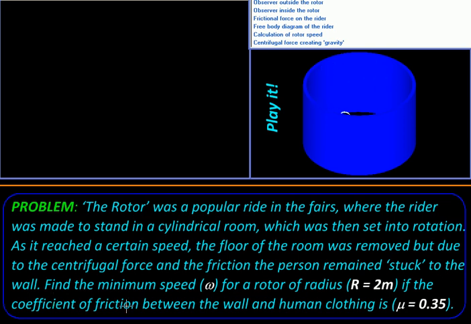Here we have to find the minimum angular speed omega for the rotor of radius r equal to 2 meters if the coefficient of friction between the wall and common human clothing material is mu equal to 0.35.